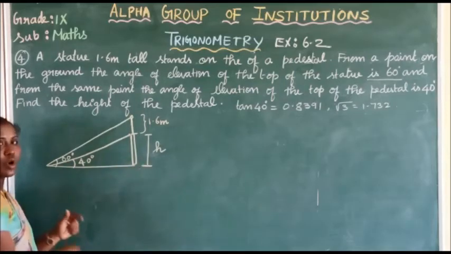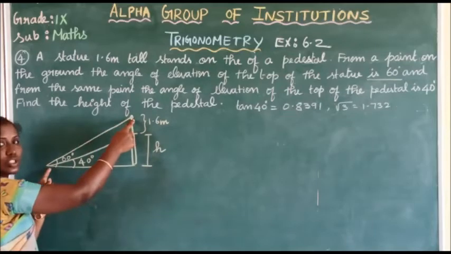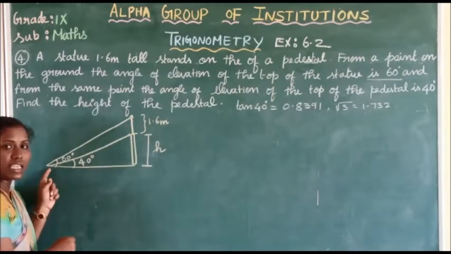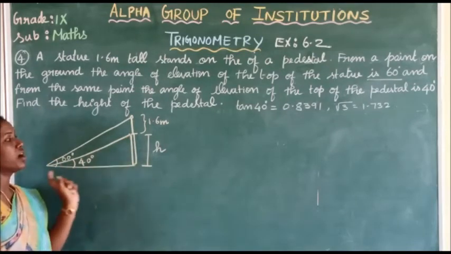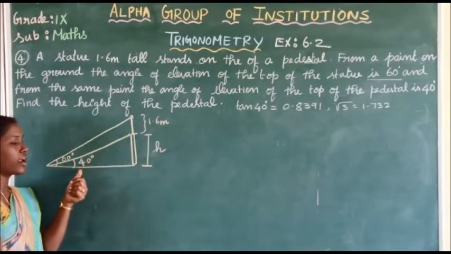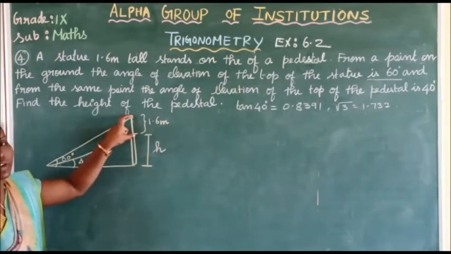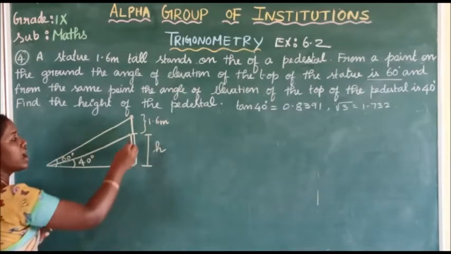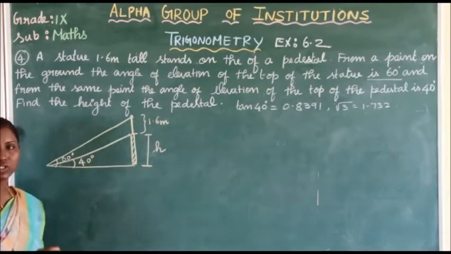So there is a statue opposite to a person standing. He is seeing the top of the statue at an angle of elevation 60 degree, and he is seeing the top of the pedestal, that means the bottom of the statue, at an angle of elevation 40 degree. The height of the statue is given in the question as 1.6 meter. We have to find the height of this pedestal.